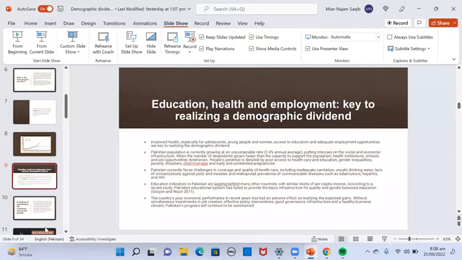Education indicators in Pakistan are lagging behind many other countries with similar levels of per capita income. According to a recent study, Pakistan's educational system has failed to provide the basic infrastructure for quality and gender-balanced education, and the country's poor economic performance in recent years has had an adverse effect on realizing the expected gains. Without simultaneous investments in job creation, effective policy interventions, good governance, infrastructure, and a healthy business climate, Pakistan's progress will continue to be constrained.